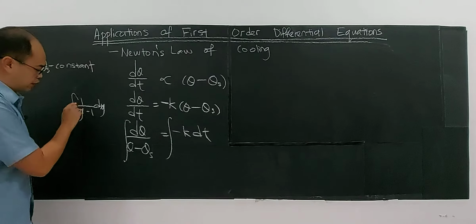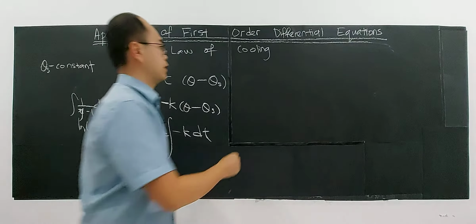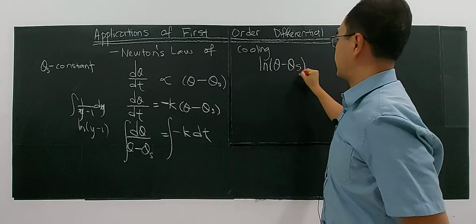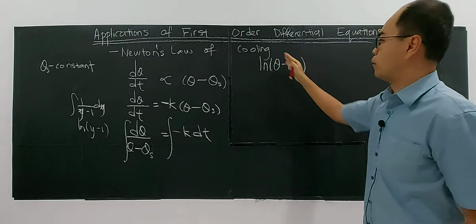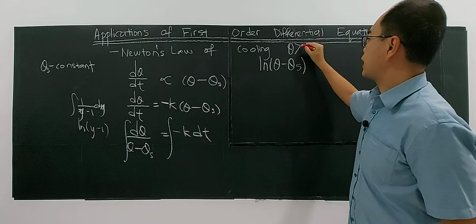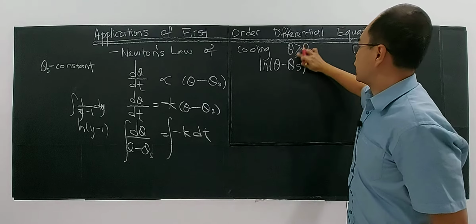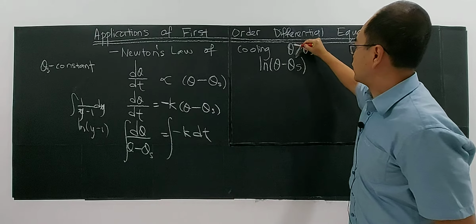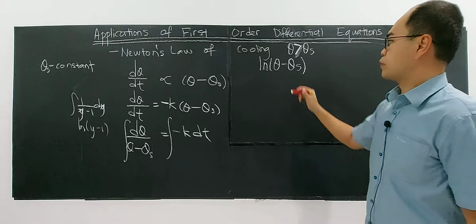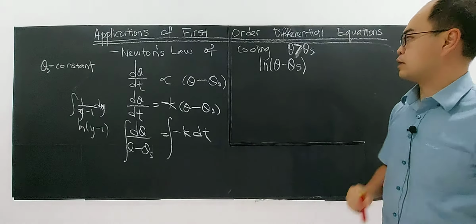So if I integrate this, I will get ln y minus 1, right? So I just put ln theta minus theta s, as I no need to put a modulus here. Do you know why? Because theta always exceeds, it is always the minimum. So it will definitely exceed. Somehow they will exceed the surrounding temperature, right? Because this object won't be lower than the surrounding temperature.